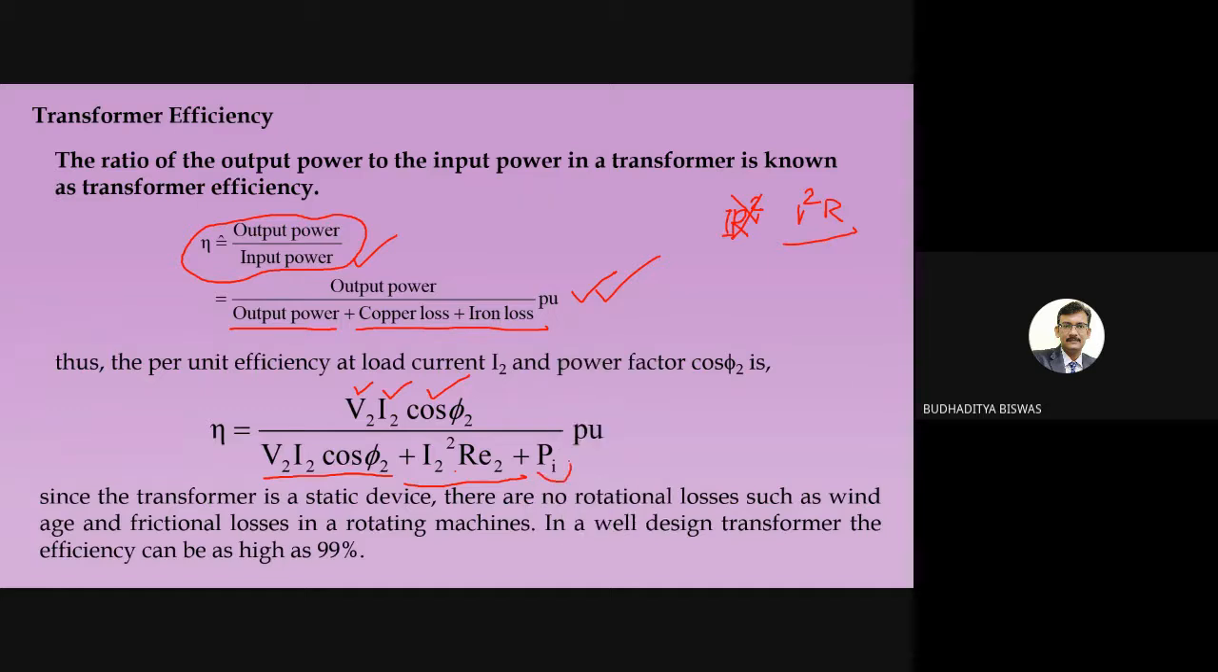We don't have a formula for measuring the iron loss. We have only one test to measure this loss, which is called the open circuit test. Using the open circuit test only, we can get the iron loss. Some formulas are there for the eddy current or hysteresis loss, but generally people do not use them. People just do the open circuit test on a single phase transformer to find this loss. So this is the per unit efficiency of a transformer based on I2 and the cos phi 2 power factor.